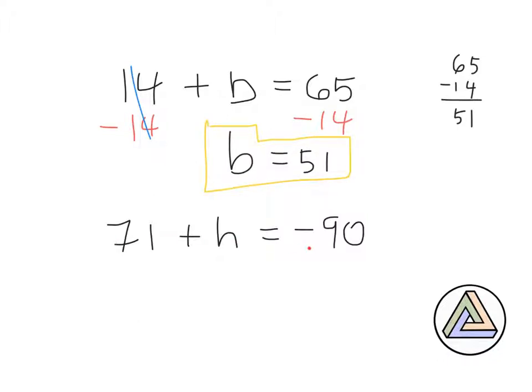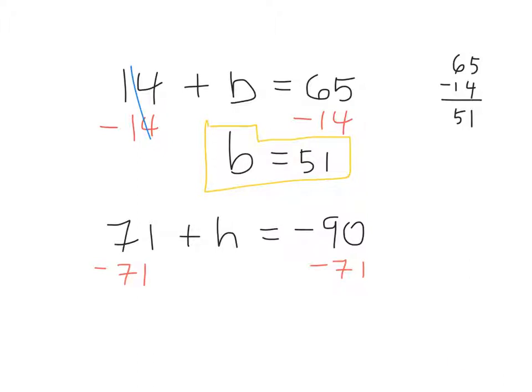Please pause the video. Try this one. Go ahead. All right, well, we want to get h by itself, so we're going to have to subtract that 71 from both sides. Subtracting 71 from both sides. And as a result of subtracting 71 from both sides, obviously these cancel. And then you end up with h equals, okay, what's -90 minus 71?